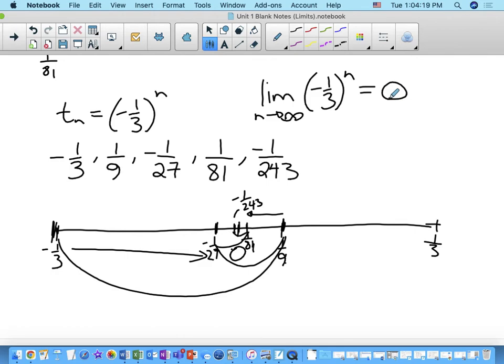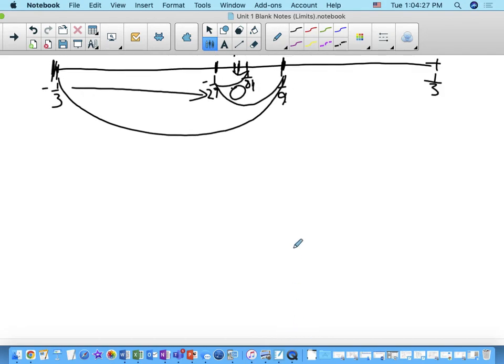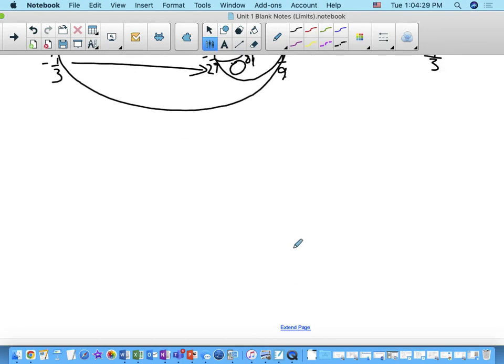Okay, so in general, when we have these sort of exponential expressions, they won't all be exponential functions, because when you have an exponential function, that base value must be positive. But when you have an exponential expression, you're looking for the limit of the infinite sequence.